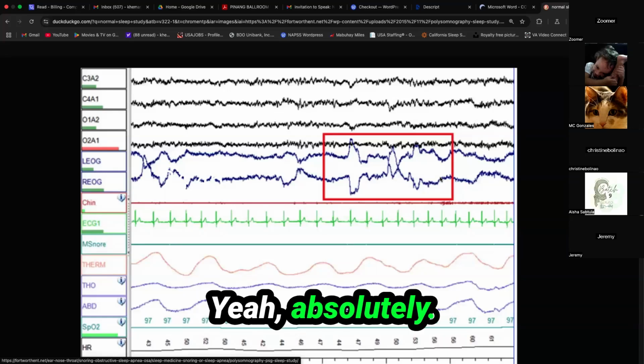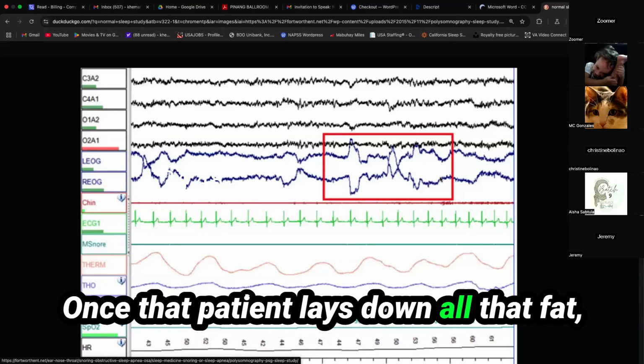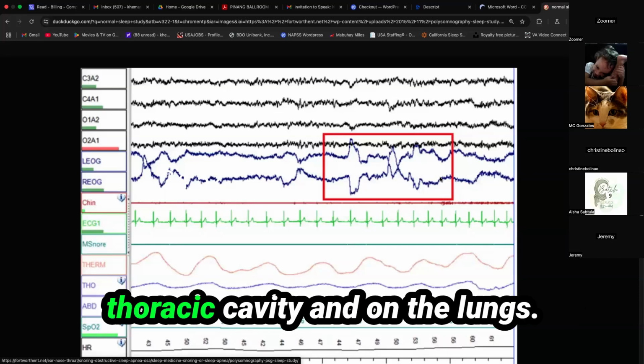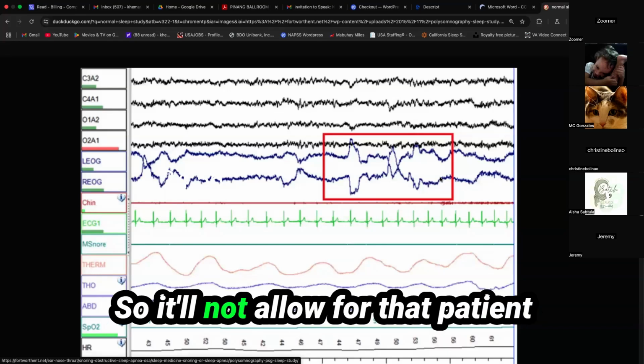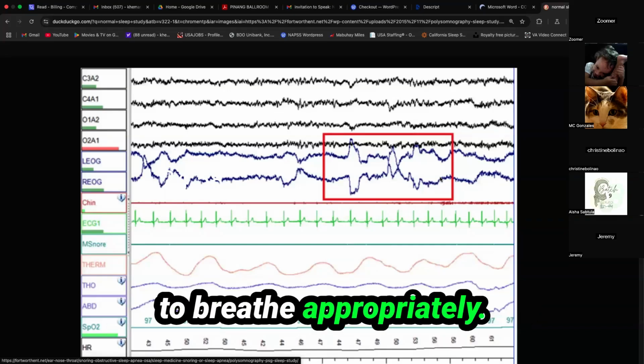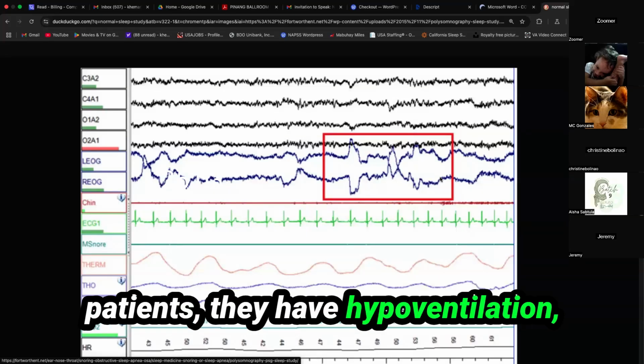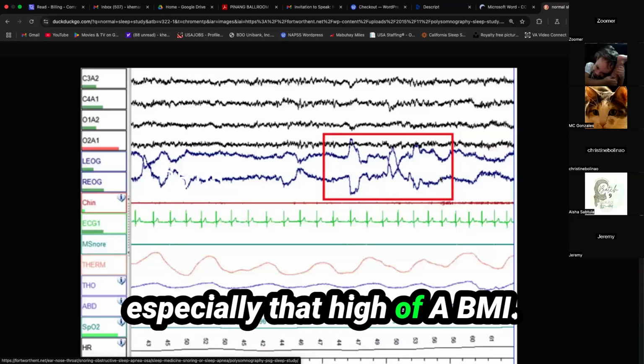Yeah. Absolutely. Once that patient lies down, all that fat, that weight will press on that patient's thoracic cavity and on the lungs. So it will not allow the patient to breathe appropriately. You know for a fact that morbidly obese patients have hypoventilation, especially with that high of a BMI.